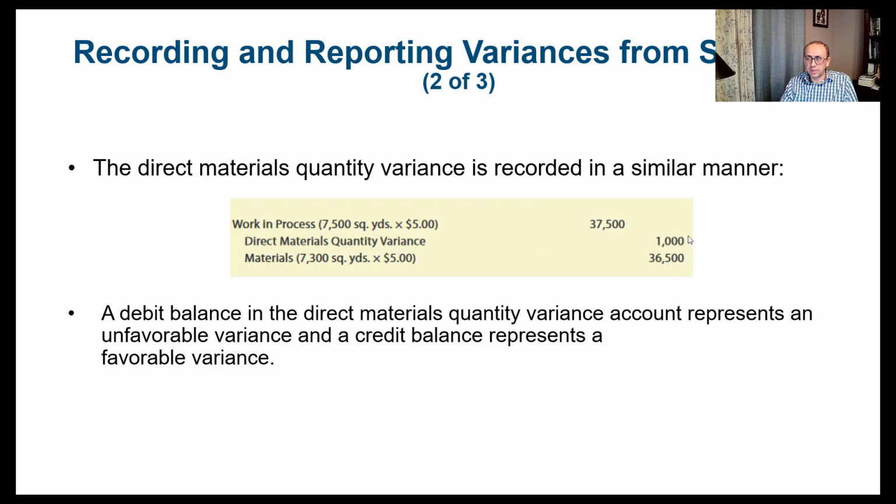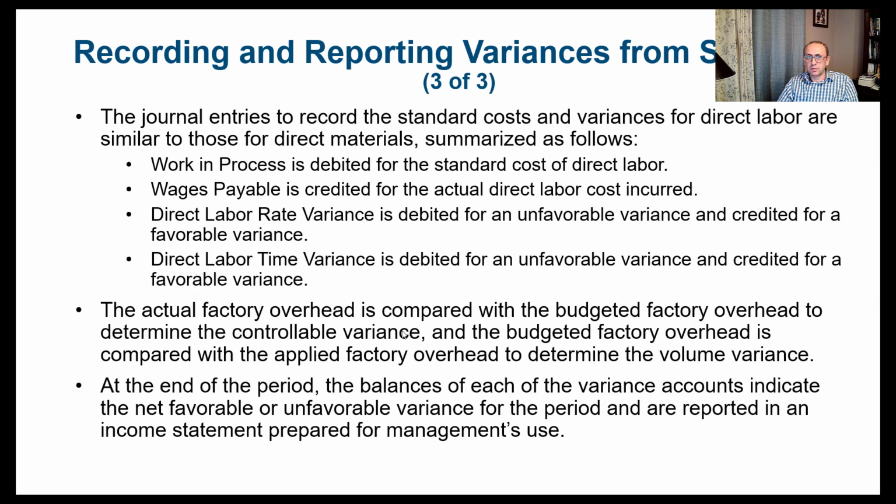And since it's on the credit side, I think this is a favorable situation. So a debit balance in the direct material quantity variance account represents an unfavorable variance, and a credit balance represents a favorable variance, which is what we have in this situation. So recording and reporting variance from standards, that's the last thing that we need to understand and focus on. I know it's not as critical as everything that we've discussed, but it might be a little bit intense.